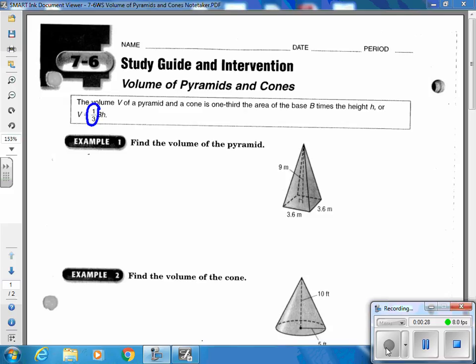And the reason that the 1/3 is there is because every single one of these shapes that comes to a tippy top point, it takes 3 of them to make either the rectangular prism or the cylinder that it would be a part of. So it is 1/3 of that shape, and that's where that 1/3 comes from.